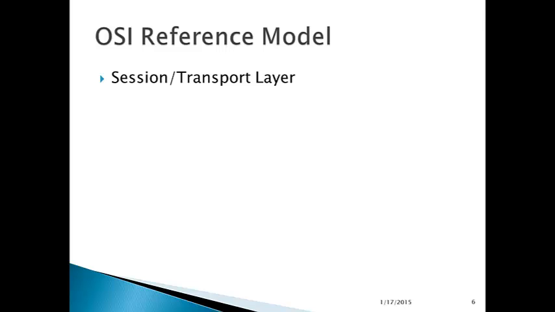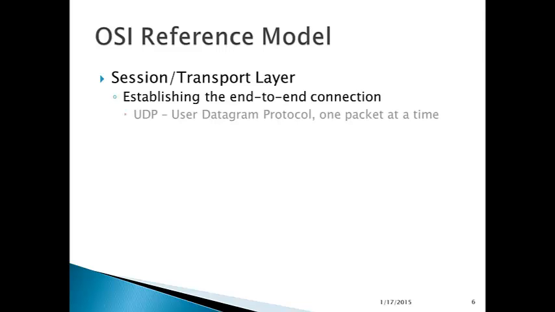The session or transport layer consists of several different protocols in a TCP/IP system. User Datagram Protocol sends things one packet at a time. Packets aren't connected to each other or associated with the other. It just sort of sprays information onto the wire. The receiving end receives it as it can, and it's up to the application to make sense of it.